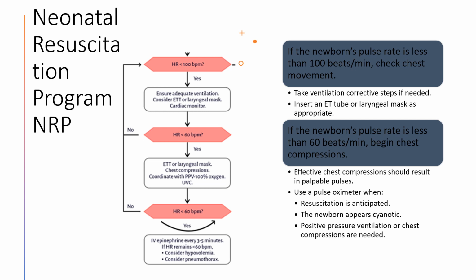If the pulse rate ever drops below 60, whether it starts less than 60 or it starts dropping as we're ventilating them or anything else, at that point we're going to go ahead and begin chest compressions. They talk about the 2-finger method.